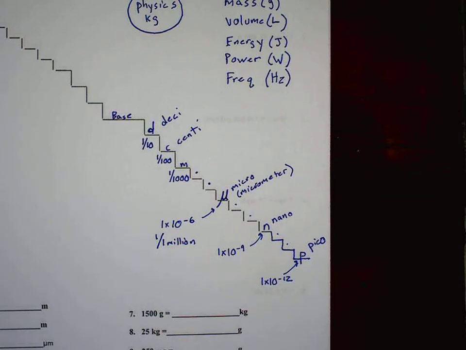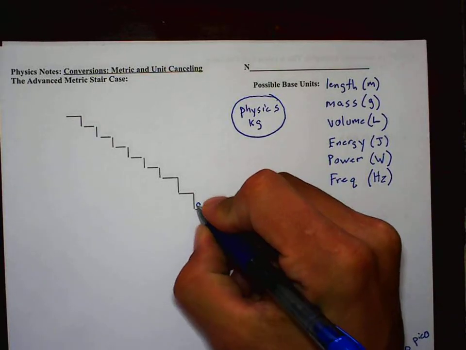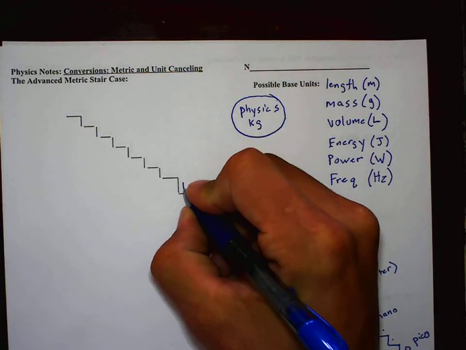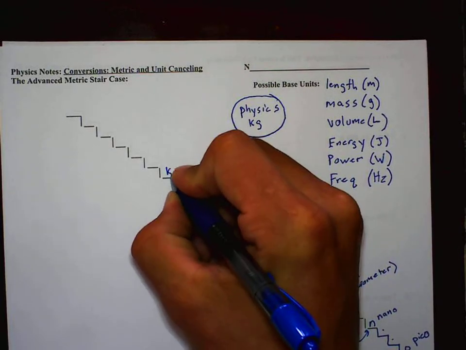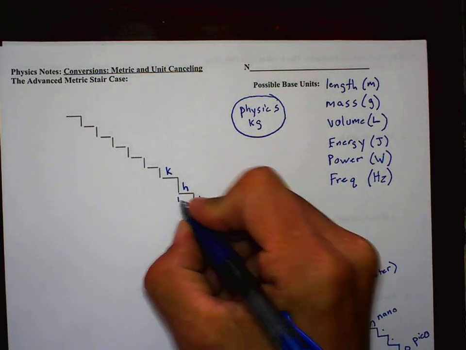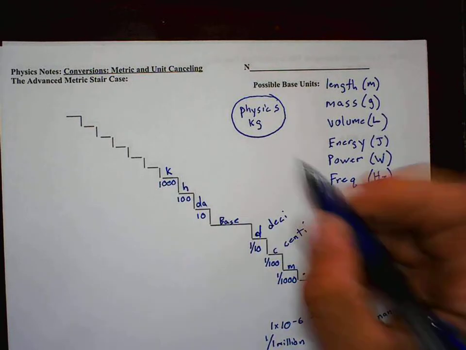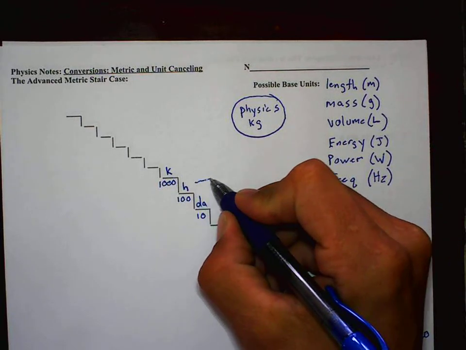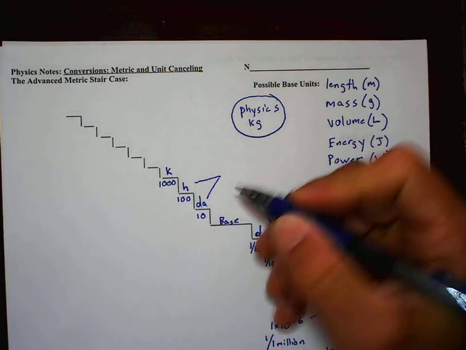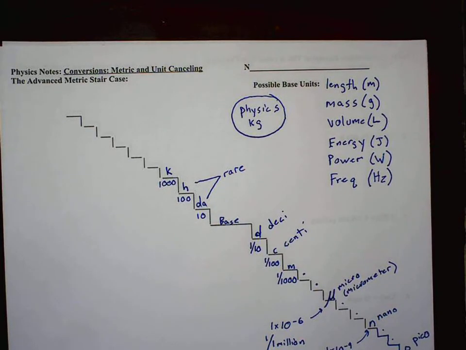Those might be kind of new. That might be the new part of today. Okay, let's talk about the bigger units. Deca, hecto, kilo. Deca means 10, hecto's 100, kilo's 1,000. Now in the real world, these are rare. I don't see those used very much.